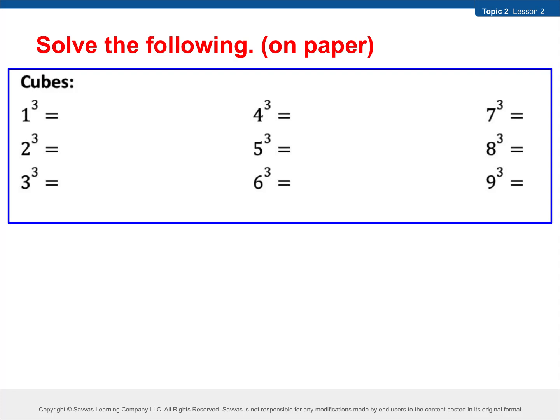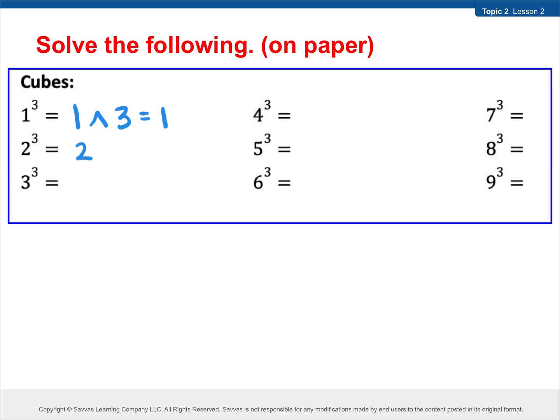Okay, at the top of your paper, you have cubes to try. For the first one, 1 to the power of 3. If you hit the number 1 on the left of the calculator, you'll see the caret button. It looks like this, and then the power of 3. And if you type that in, you should get 1.